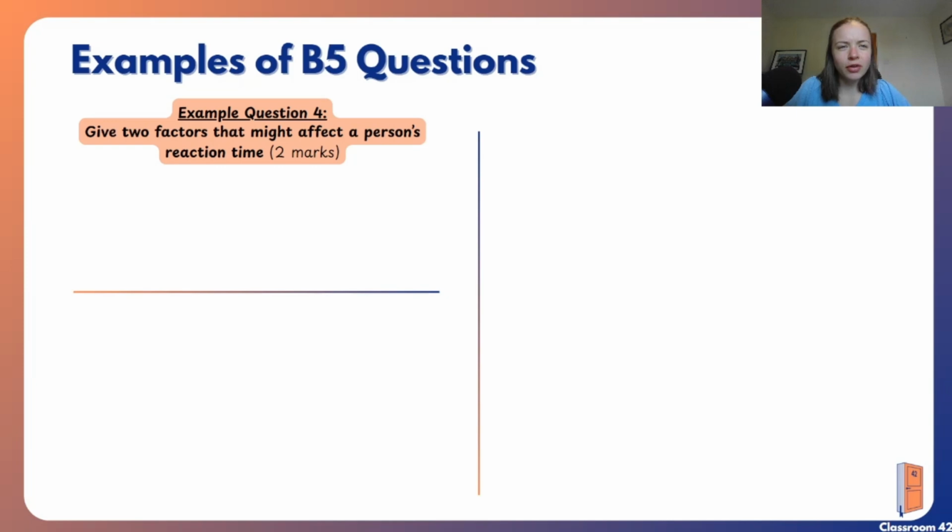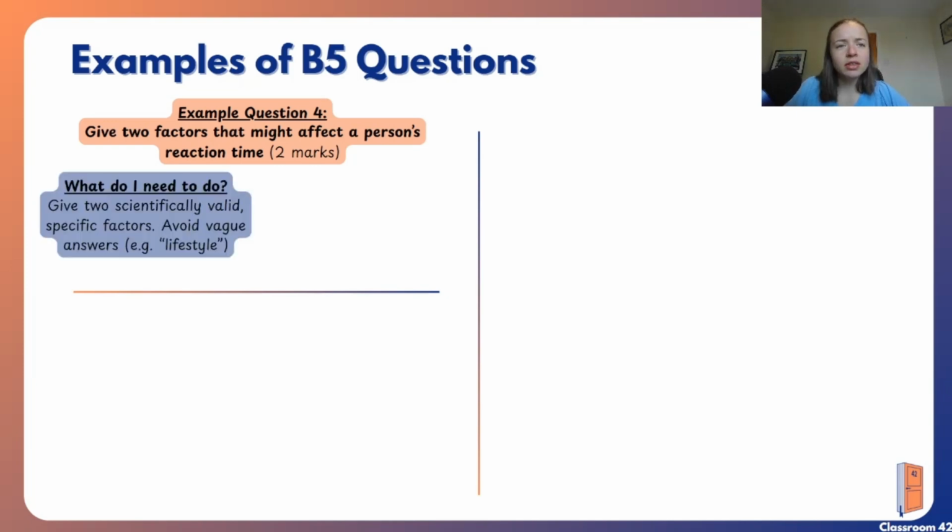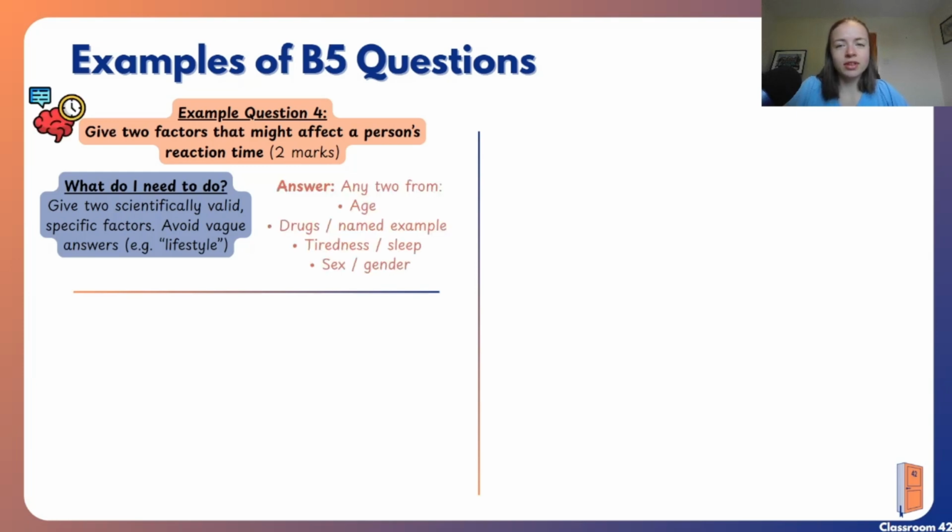So this will be linked to your required practical. It will be something that you've already experienced and discussed in class as well. So here it's about giving 2 scientifically valid specific factors. So avoid vague answers in this case, such as lifestyle, because we don't know whether it's going to be a positive or negative on a reaction time. So examples here might be age, use of drugs, tiredness or lack of sleep, and sex and gender as well would also be a valid answer in this case.